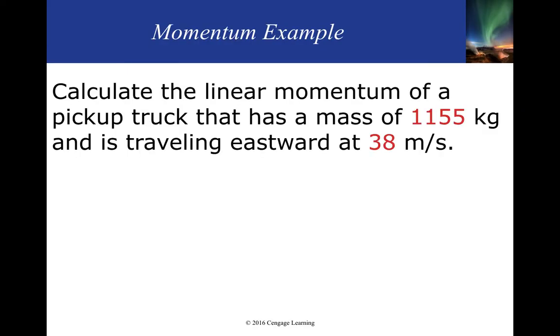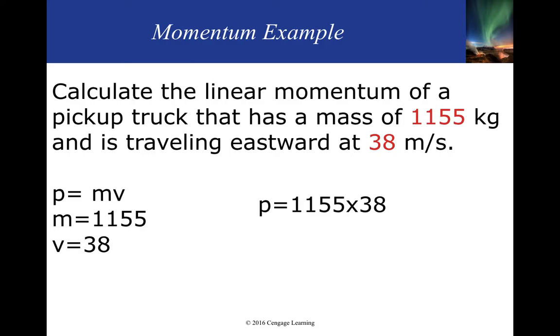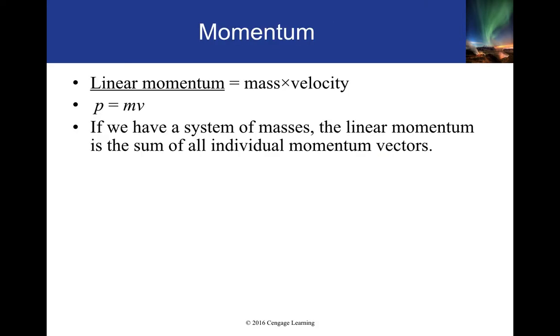So example, calculate the linear momentum of a pickup truck that has a mass of 1,155 kilograms and is traveling eastward at 38 meters per second. Okay, so first off, we have the formula, momentum equals mass times velocity. The mass is 1,155. The velocity is 38. So we plug those into the formula, we get 1,155 times 38, and you get 43,890 kilogram meters per second. So again, linear momentum is mass times velocity.